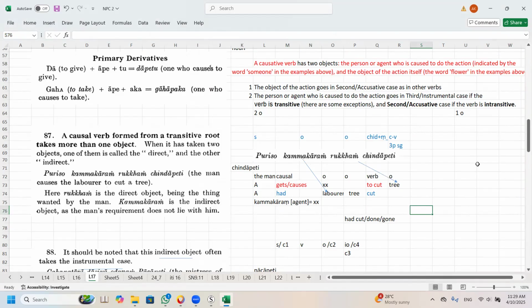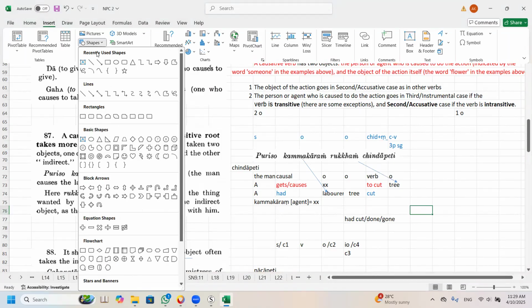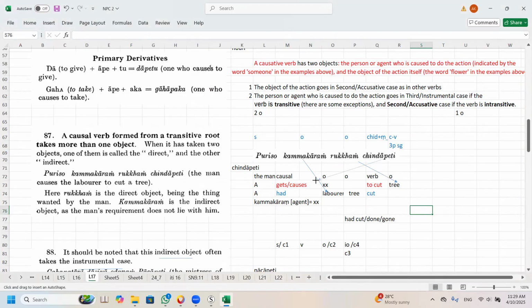So the causative is inside the red. Can you see the red one? Can you see the ape? I put ape here, and then this one is cheat. I take the root and cut. Understand? So that is how you get two objects: this is the subject, this is the object, and this is an indirect object.